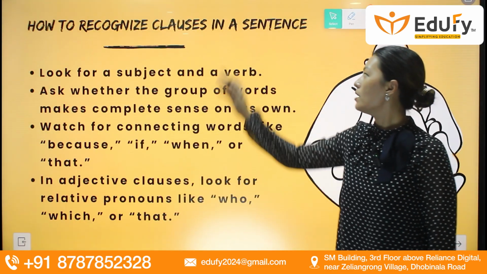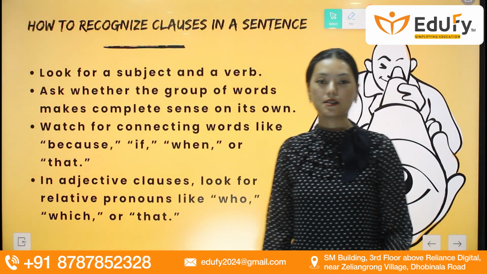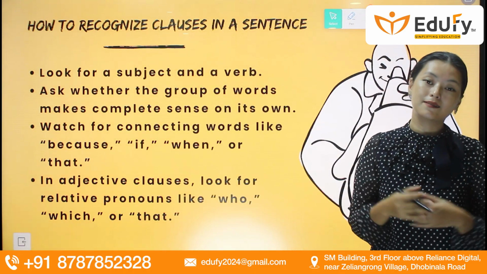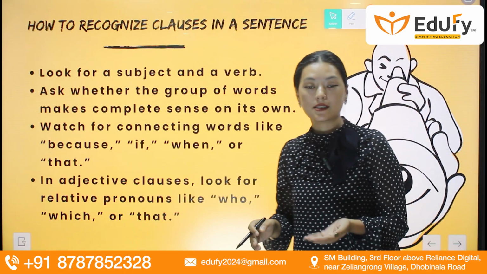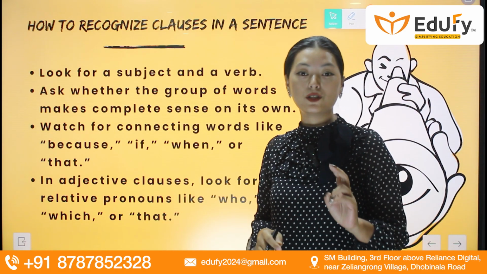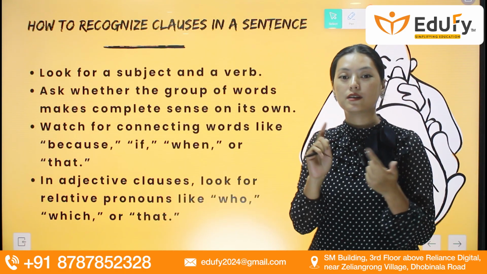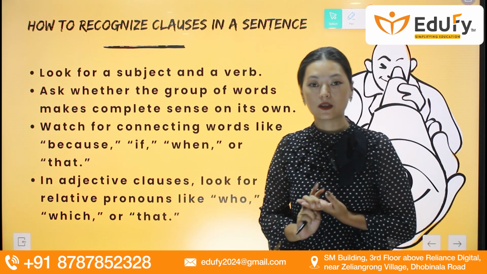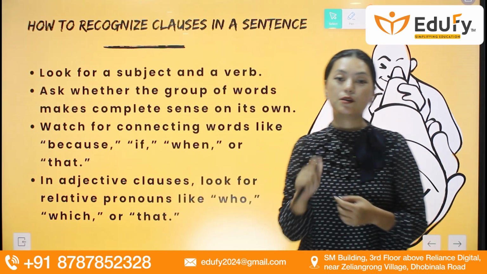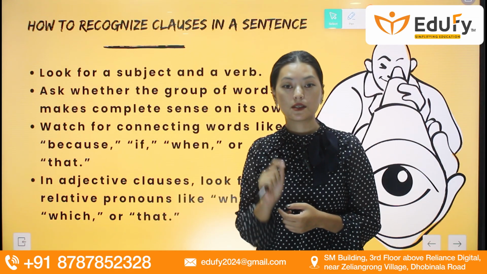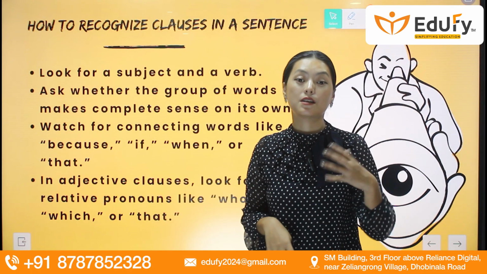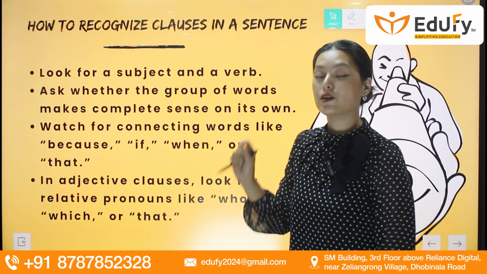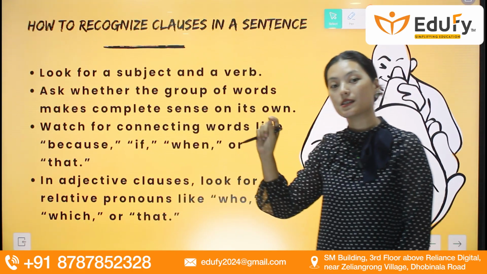The next one: I'm going to tell you how to recognize clauses in a sentence. Always look for a subject and a verb in the sentence. That will be the clause. Like I said, clauses come in a combination of two, that is subject and verb. Whether it's a main clause or a dependent clause, which is a subordinate clause, they always come in a combination of subject plus verb. Even if it's a noun clause, adjective clause, or adverbial clause, again, it will have a subject and a verb in that sentence, right?